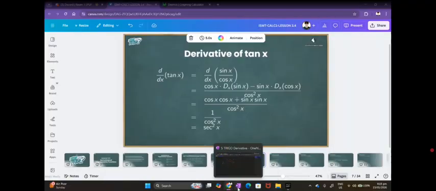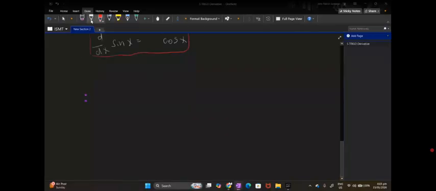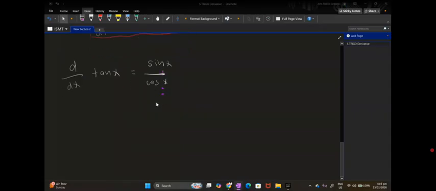So mas madali na siya compared sa sine and cosine of x kasi pwede na tayong gumamit ng formula of derivative. So, derivative of tangent x. Di ba, ang tangent x is also same as sine over cosine. And alam naman na natin yung derivative ng sine and cosine, di ba?